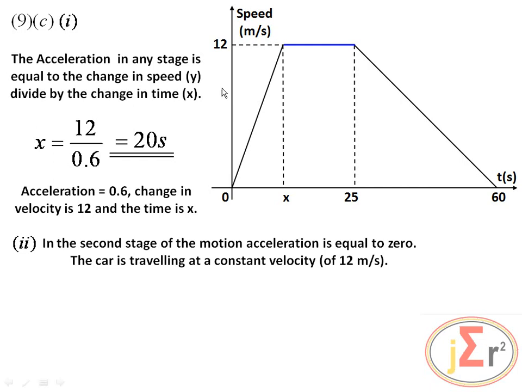What do we know about a horizontal line? It is exactly on 12. It is not going above 12, it is not going below 12. That means the speed is always 12. Not increasing, not decreasing. We have a constant speed of 12. When there is no change in speed, there is no change in velocity, acceleration is equal to 0.